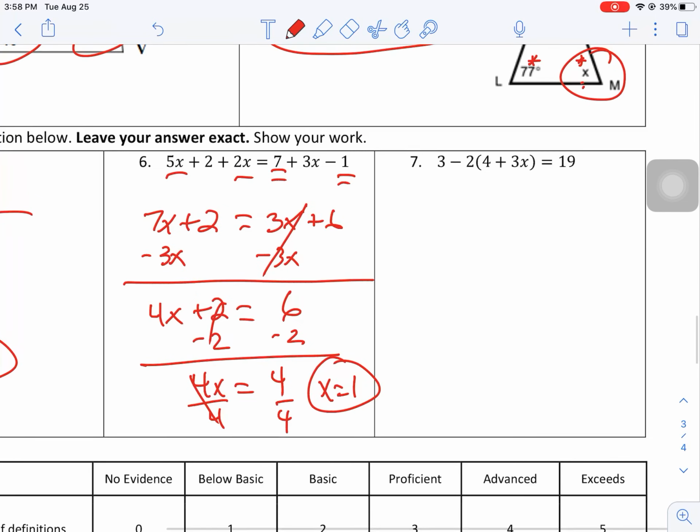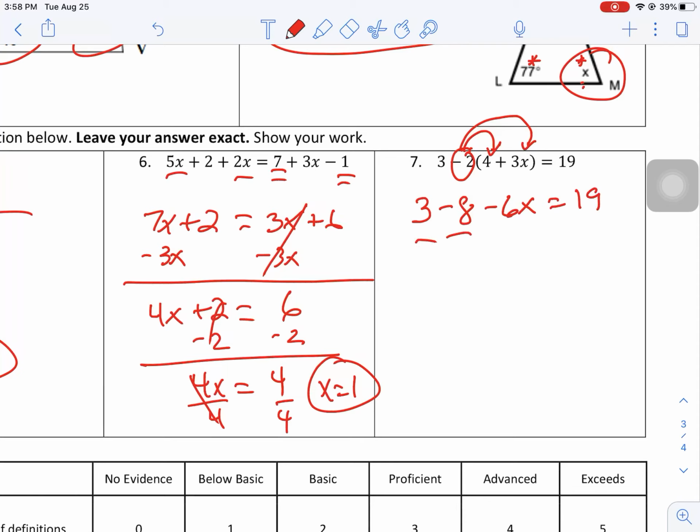All right, if I'm making mistakes, you gotta let me know because I'm moving very quick. So here we're gonna distribute. Whenever you have a negative sign in front of the number, distribute the whole negative. So we're gonna write 3. Negative 2 times positive 4 is minus 8. Distribute the negative again. Negative 2 times positive 3 is a negative 6x equals 19.